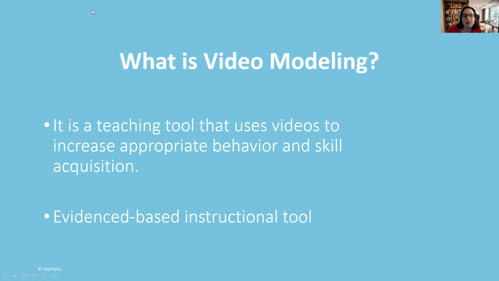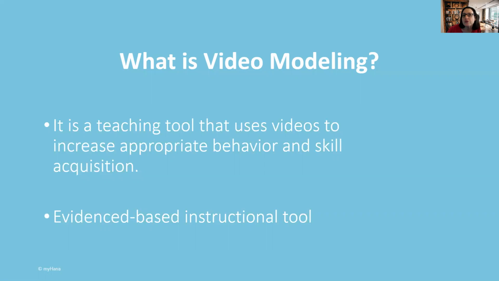It is a teaching method that uses videos to increase appropriate behavior and skill acquisition, and it is evidence-based as an instructional tool. Video modeling, VM, is teaching where you use videos that show the behavior you want your student to learn. It's not just used with people or children with autism. It can be used for all of us learning something, whether we're disabled or neurotypical. It helps.